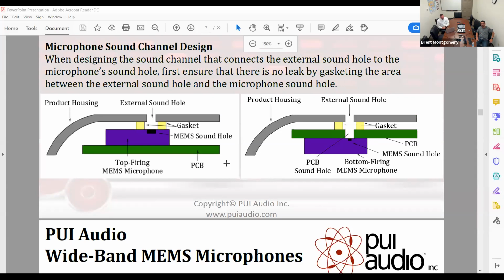Okay. So back to the top firing versus bottom firing. So really the top firing MEMS microphone is going to be more sensitive, correct? I wouldn't say more sensitive. What I would say is it's just easier to prevent sounds that you don't want getting into the microphone because the PCB isn't part of the sound hole, if that makes sense. Yep.